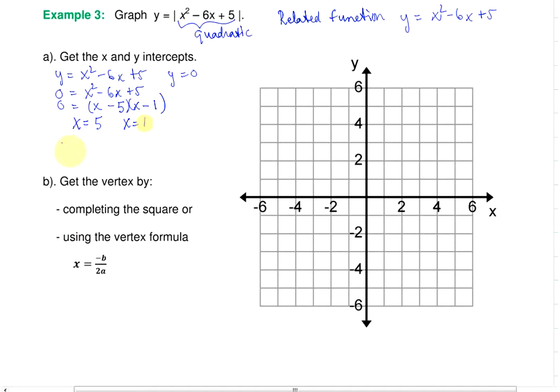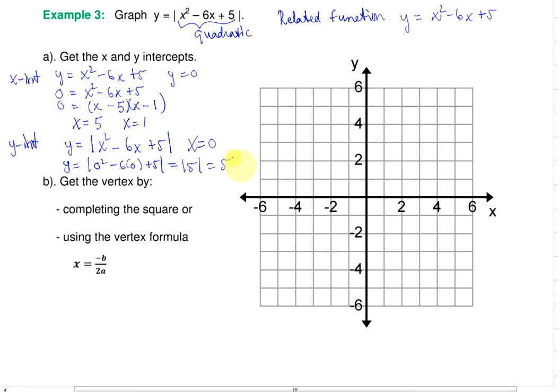Alright, so this is our x-intercept. For our y-intercept, we are going to use the absolute value function. So y is equal to the absolute value of x squared minus 6x plus 5. And recall that y-intercepts happen when x equals 0, so we're going to substitute in 0 for x. And we get the absolute value of 5, which is 5.